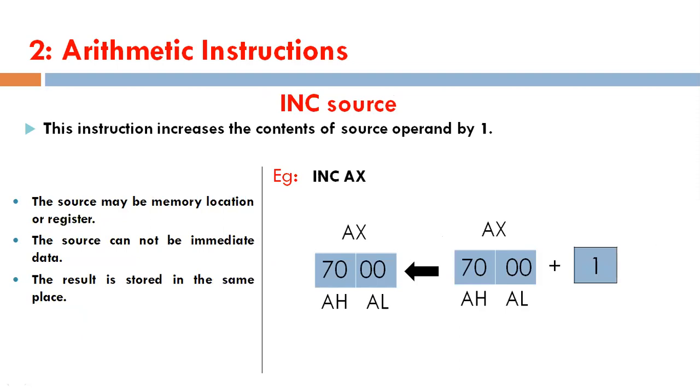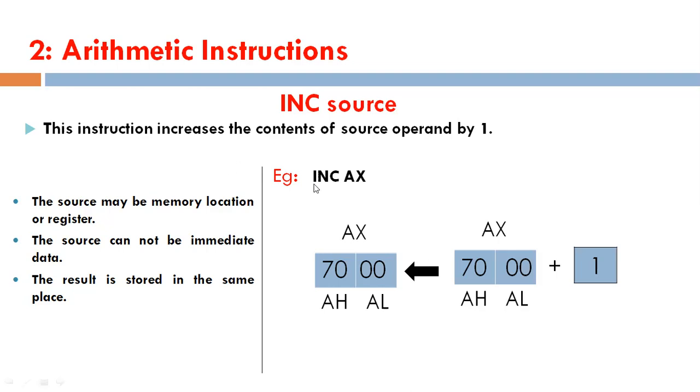The next is increment. The syntax is INC source. This instruction will increase the contents of the source operand by 1. The source may be a memory location or a register, but it can't be immediate data, and the result is stored in the same source operand.